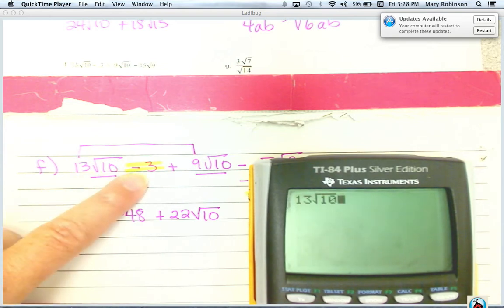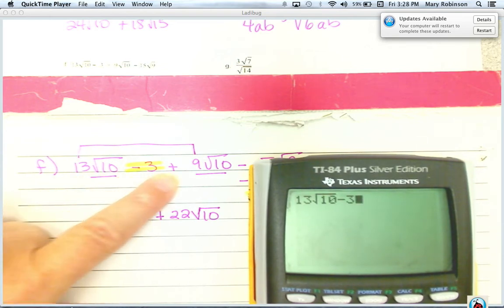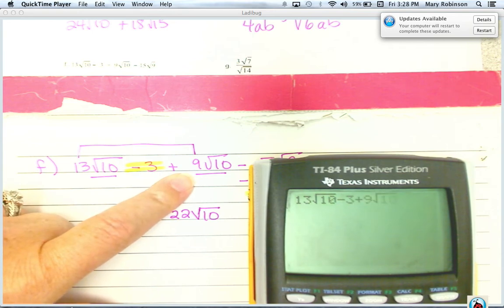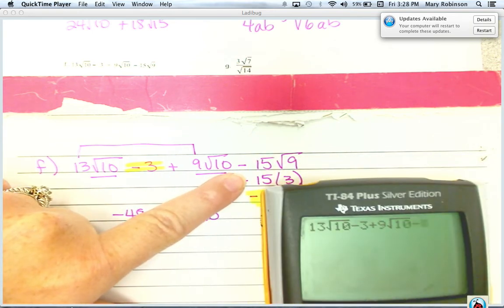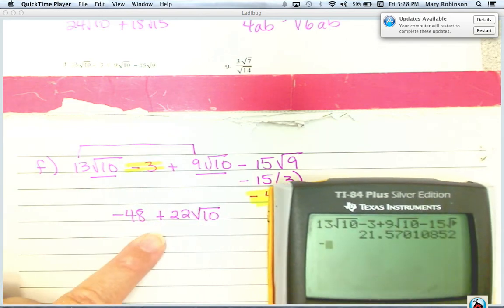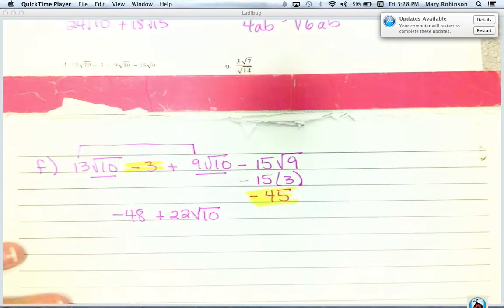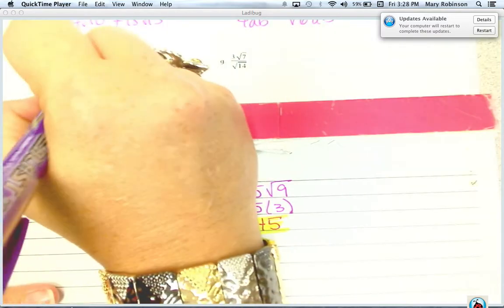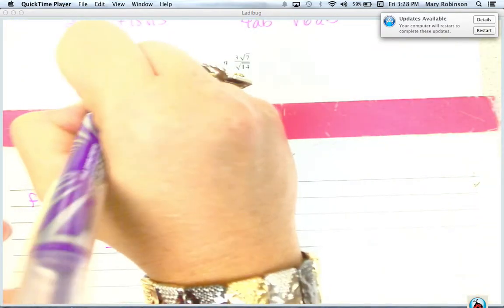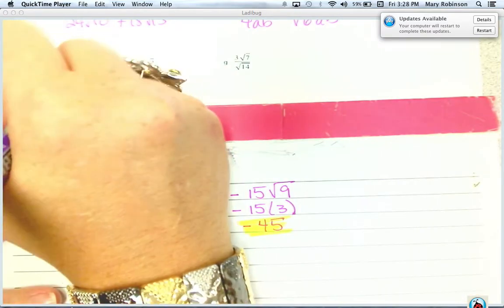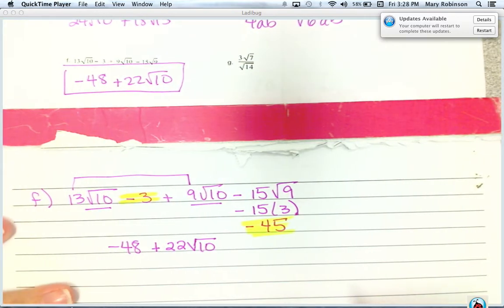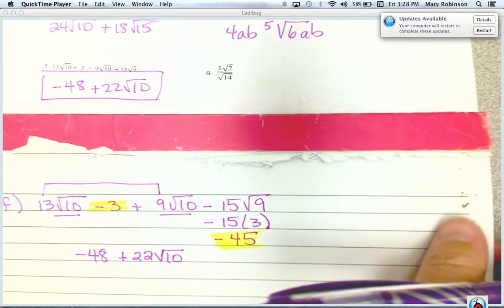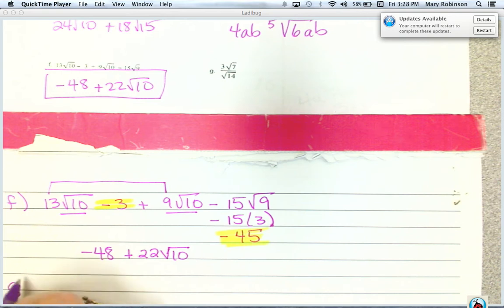3 square roots of 10 minus 3 plus 9 square roots of 10 minus 15 square roots of 9. Now compare that with negative 48 plus 22 square roots of 10, and it matches. So minus 48 plus 22 square roots of 10. Okay? All right, next for G.